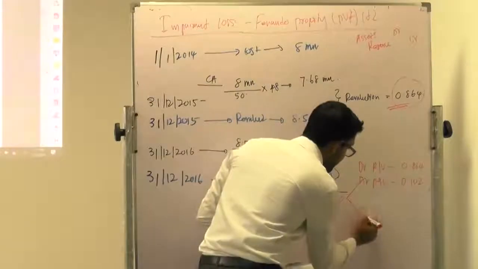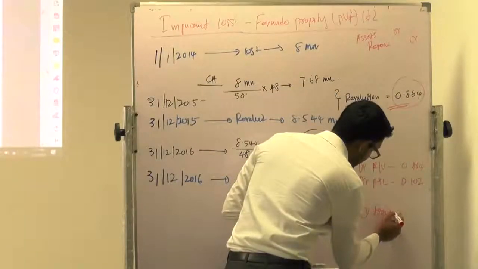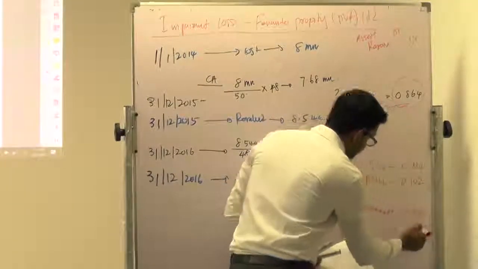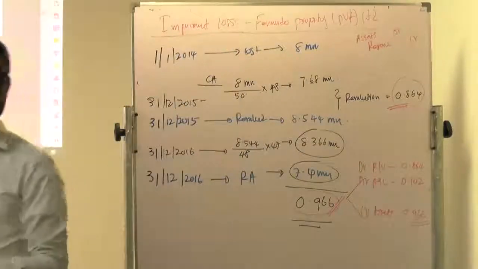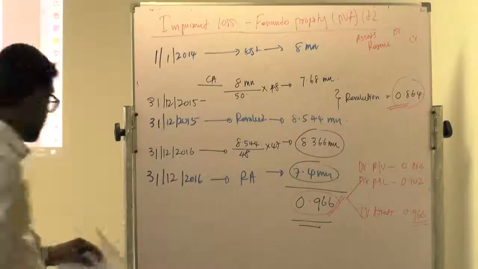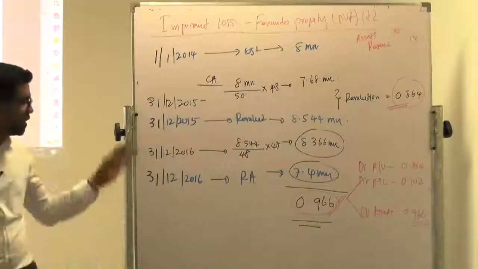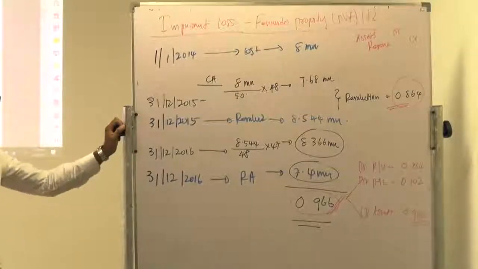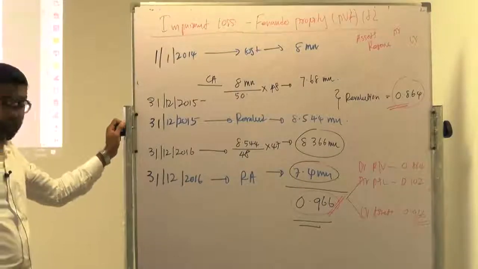So then you have to credit the entire amount to asset, which is 0.966. So this is the accounting double entries, right? Very simple calculations, but there are very complex calculations from impairment. These things will not be tested in your exam, but I wanted to give you the high level understanding about impairment with numbers.